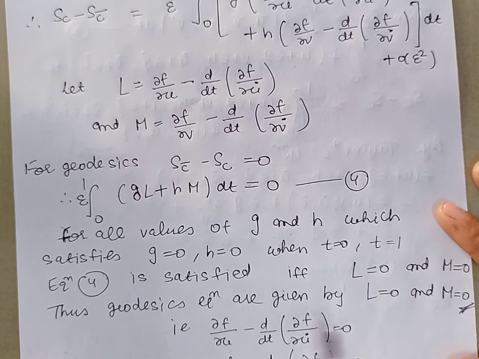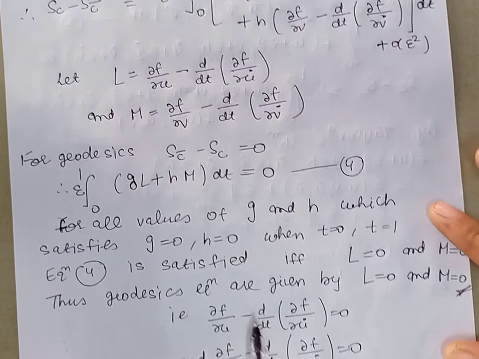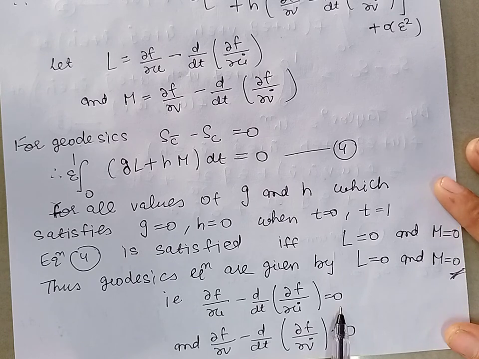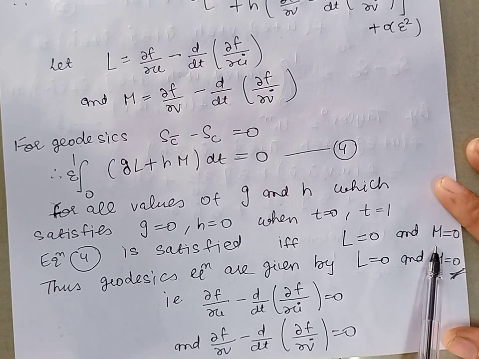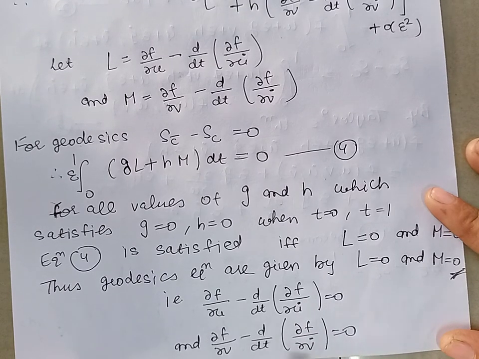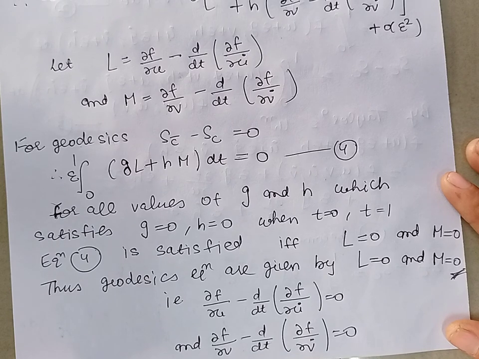So finally we get the value of L: ∂F/∂U minus derivative of ∂F/∂U dot is equal to 0, and M equal to 0 implies that ∂F/∂V minus derivative of ∂F/∂V dot is equal to 0. So these two equations together give us the geodesics differential equation. So this completes the topic geodesics differential equation.